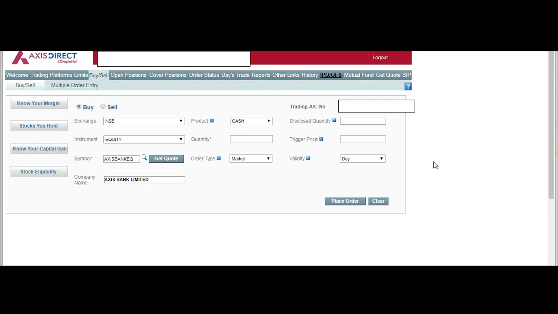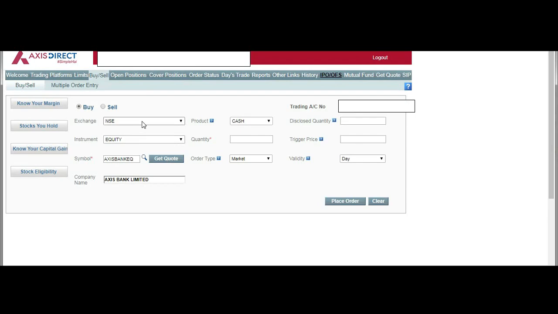Disclosed quantity is a field which you will see on the buy or sell interfaces on trading platforms. As you can see on the screen for buy orders on Axis Direct, we have the field for disclosed quantity. Now to understand the field, let us take the buy screen as an example.